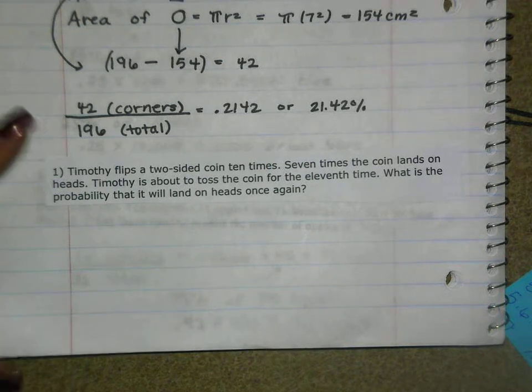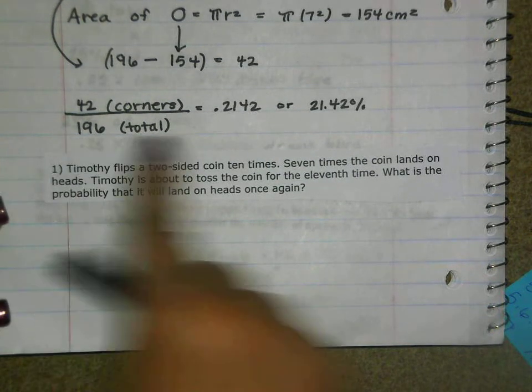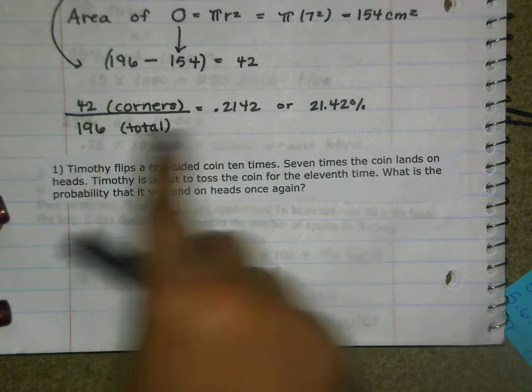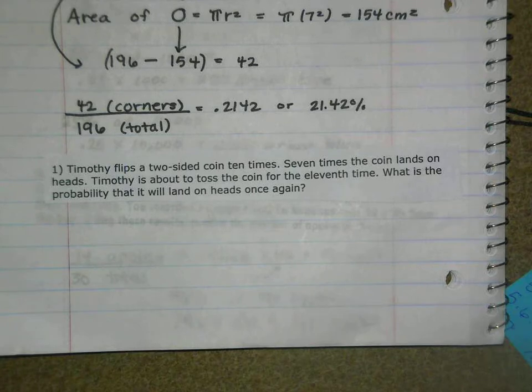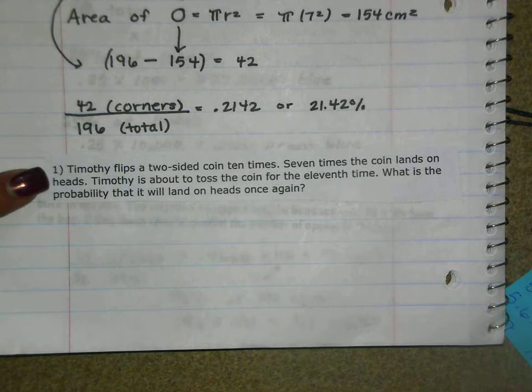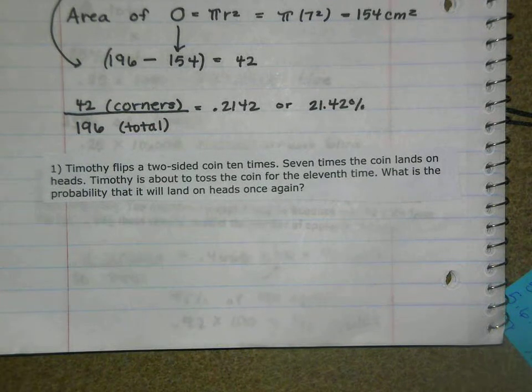Okay, so we're going to pick up where we left off, remembering that the total here, the corners over the total, was equal to 0.2142 or 21.42%. Okay, Timothy flips a two-sided coin 10 times. 7 times the coin lands on heads. Timothy is about to toss the coin for the 11th time. What is the probability that it will land on heads once again?